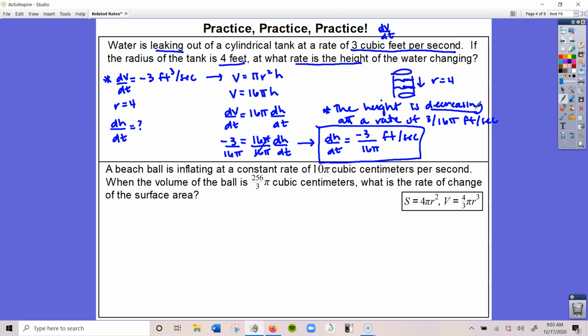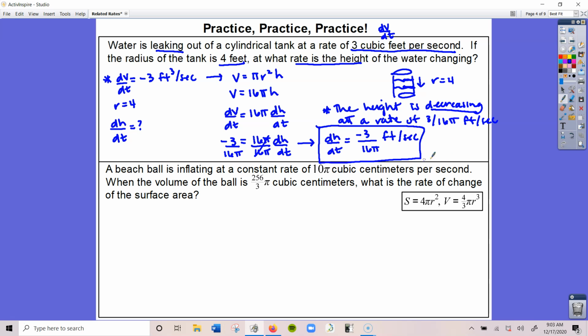Okay, let's look at this next one. A beach ball is inflating at a constant rate of 10 pi cubic centimeters per minute. When the volume of the ball is 256 over 3 pi cubic centimeters, what is the rate of change of the surface area? So I put here all of these formulas.